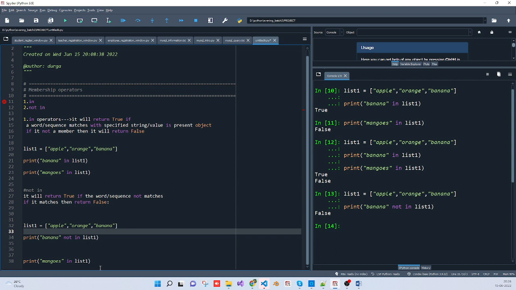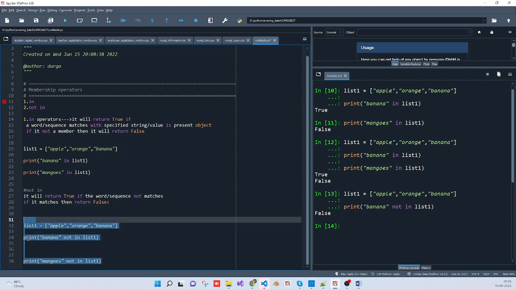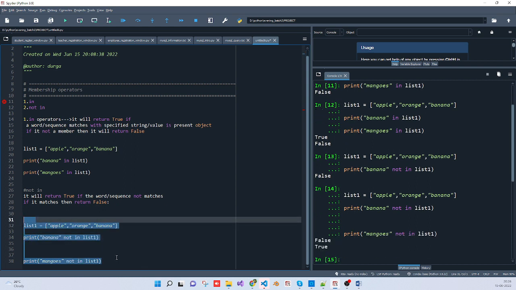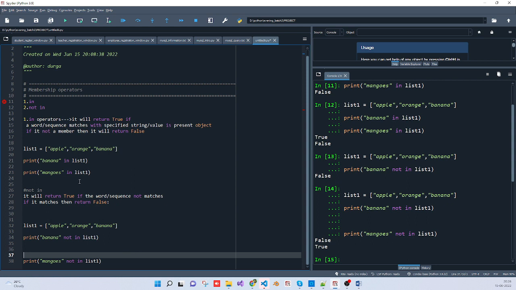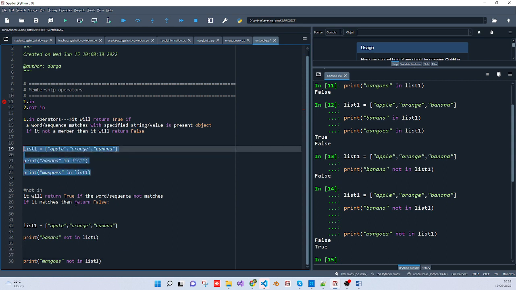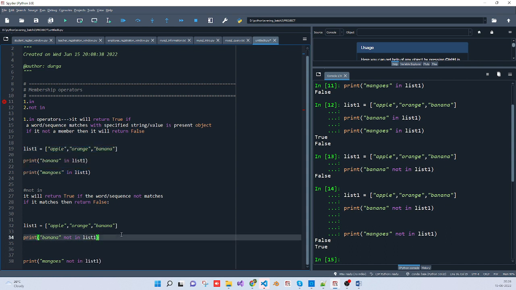Now for this one, not in. Not in the true or false. Yes, it is a little reverse for this one, in and not in. If banana is already a member, it will print false. If it is not a member, it will print true. Banana is a member, right?